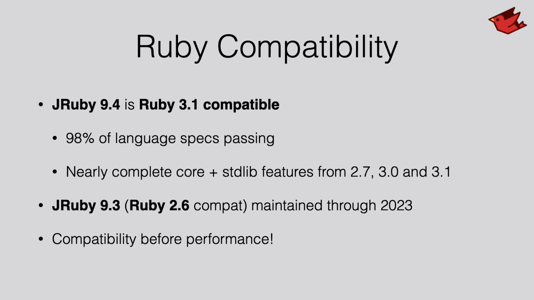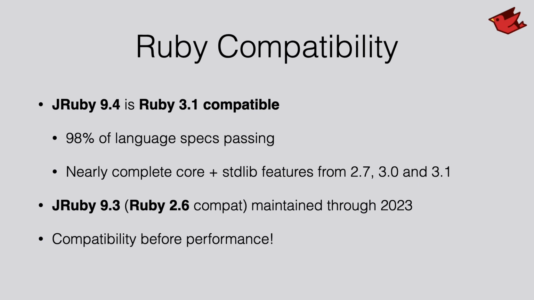So compatibility was a big part of my priorities here. JRuby 9.4, the current major release, is compatible with Ruby 3.1. About 98 to 99% of all the language specs are passing. There's a few minor things that you'd probably never notice. We may implement them, but sometimes we kind of just want to wait and see if anybody needs those features.